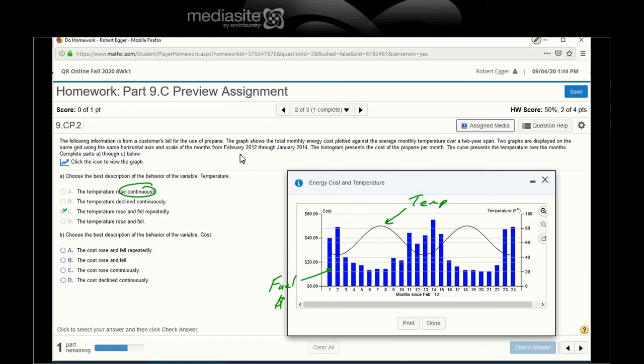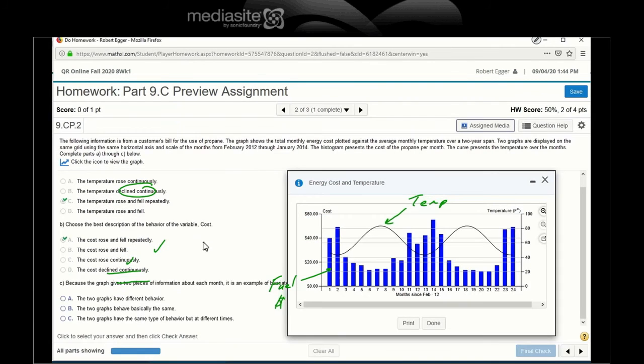How about the variable of cost for fuel? Is the cost always rising? Nope. It goes up and goes down. Is it always declining? Nope. It goes down and goes up. Is it rising and falling? Yeah, but it's rising and falling, rising and falling. So again, one of those repeated ones.